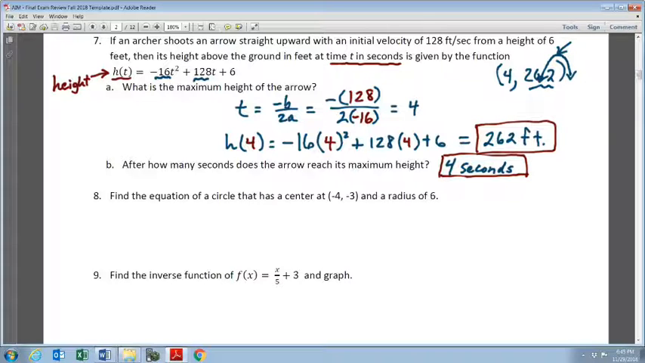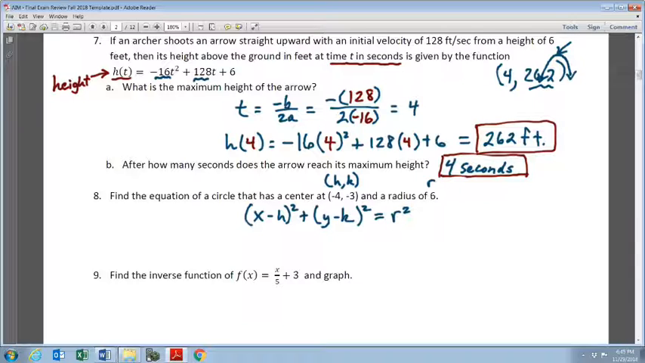All right, let's move on to number 8. So we're supposed to find the equation of this circle. Well, we have a formula for the equation of a circle, which you were given. And notice h, k is what we call the center of the circle. And in this case, r, or our radius, is 6. And so I'm just going to plug these numbers in.